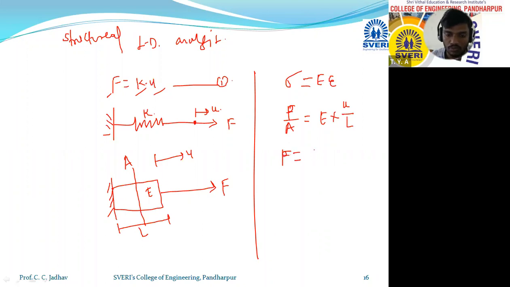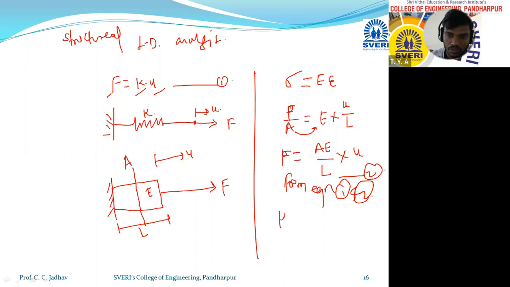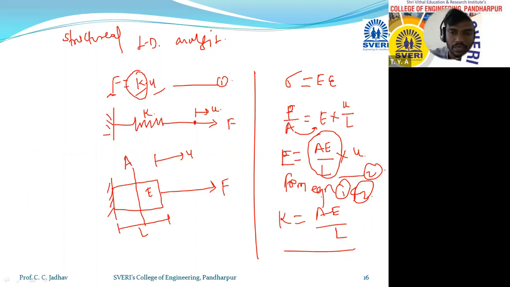So I will arrange this equation. Force is equal to AE, that A comes here, divided by L, into U. So this is equation number 2: force is equal to AE by L into U. From equation 1 and 2, K is equal to AE by L. म्हणजे तुम्ही बघितलं हा इक्वेशन F, इथं इक्वेशन 2 मध्ये F, इथं U, आणि हे जे K आहे ते K is nothing but your AE by L. So we find that the stiffness constant K is equal to AE by L. This is how the equation will be formed for structural analysis.